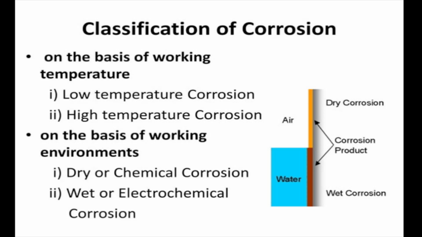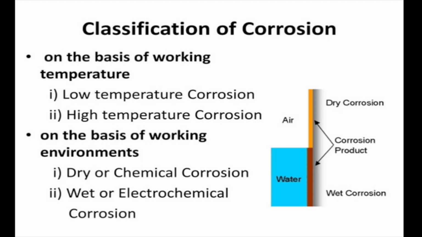Today we are going to discuss the classification of different types of corrosion. On the basis of working temperature and working environment, the different types of corrosion are classified. On the basis of working temperature, we will classify them as low temperature corrosion and high temperature corrosion. And on the basis of working environment, we'll classify them as dry or chemical corrosion, and secondly, wet or electrochemical corrosion.